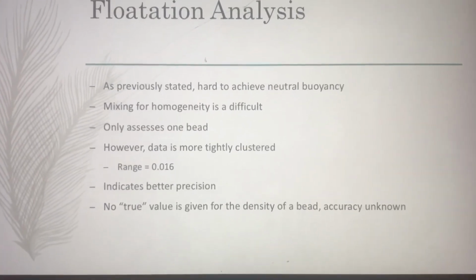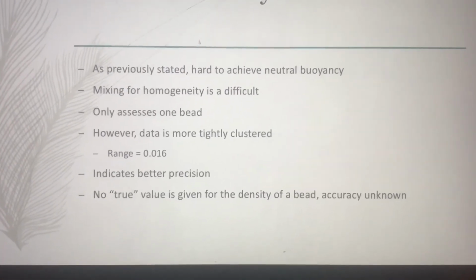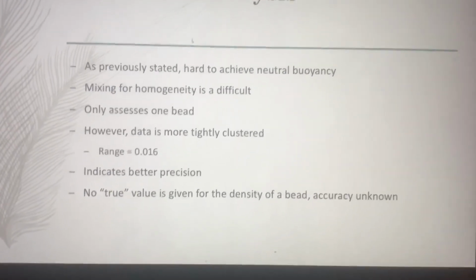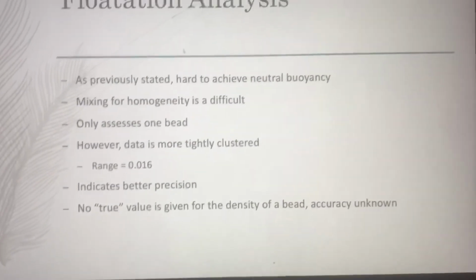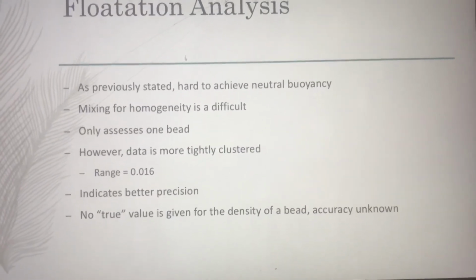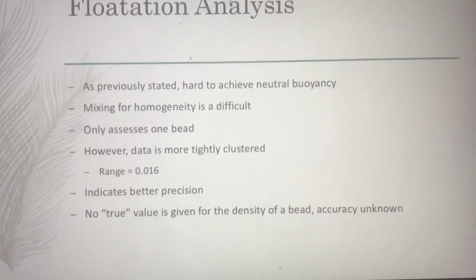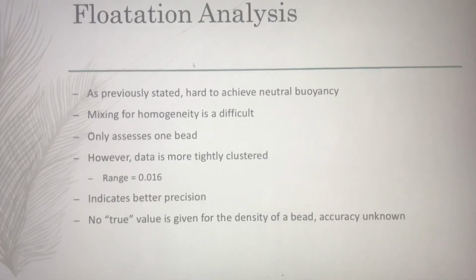Also, this only assesses 1 bead at a time, so you're just getting a look at 1 bead, whereas in the other experiment you have many beads involved. However, this data was pretty tightly clustered. The range was pretty small at 0.016. This does indicate better precision. However, there's no way to really evaluate the accuracy of these two, because we don't have the true value of the density of a bead, so the accuracy is unknown for both of these.